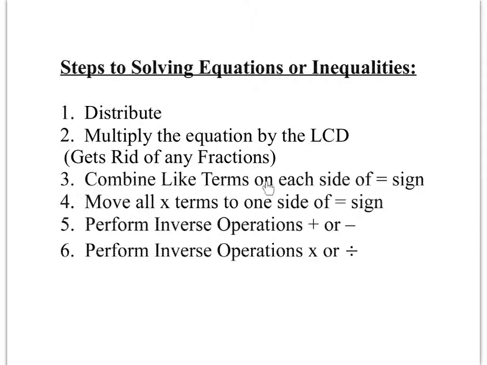Combine like terms on each side of the equal sign or the inequality sign. Move all the x terms to one side. Then get x by itself by performing inverse operations, plus or minus, and then multiply or divide. Of course, you know these steps from Algebra 1 and even pre-algebra back at Henry James.